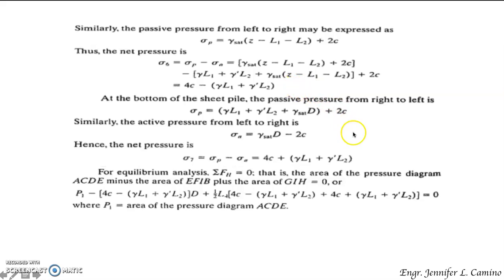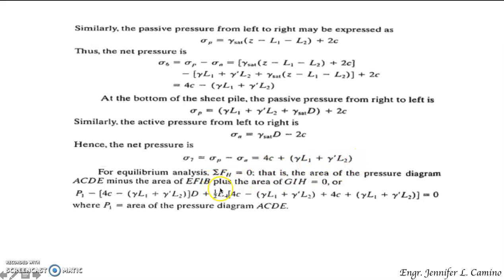This is now below the point of rotation. So we have a passive pressure and active pressure acting. For the passive pressure, this is the equation. For the active pressure acting from left to right, we have this equation. So basically, our net pressure is equal to passive pressure minus active pressure, which is equivalent to this equation.